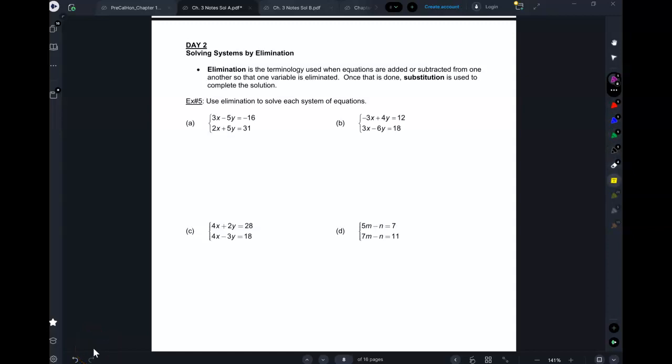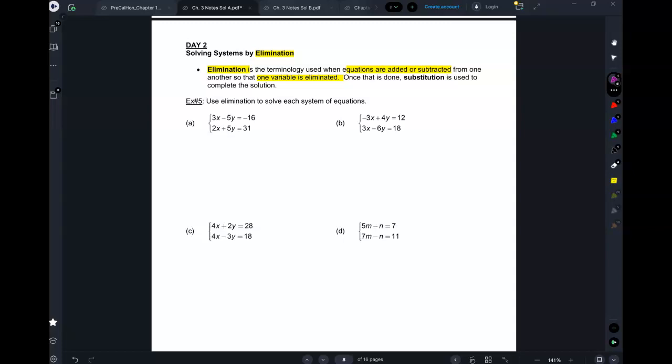Okay, so last time we solved systems of equations by substitution. Today we're going to solve them by elimination. Elimination is when you add or subtract equations so that one of the variables is eliminated. Once that happens, we are still going to use substitution to find the complete solution. Okay, so take a look at this one.